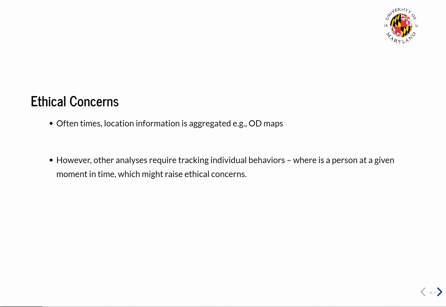However, sometimes some research is performed on individual behaviors about where a person is at a given point in time. This is personal data and it is a cause of concern because you probably don't want someone you don't know to know where you exactly are at any point of time.